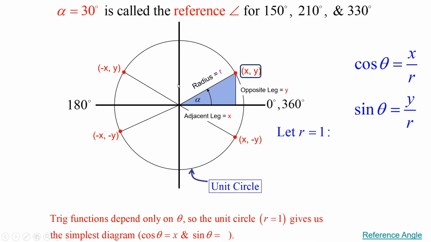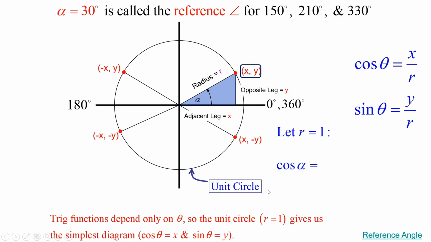And that means any point on the unit circle has an x-coordinate of cosine of theta and a y-coordinate of sine of theta. That's powerful. By the way, sine of theta then equals y. Wow. All right. Very important slide right here.